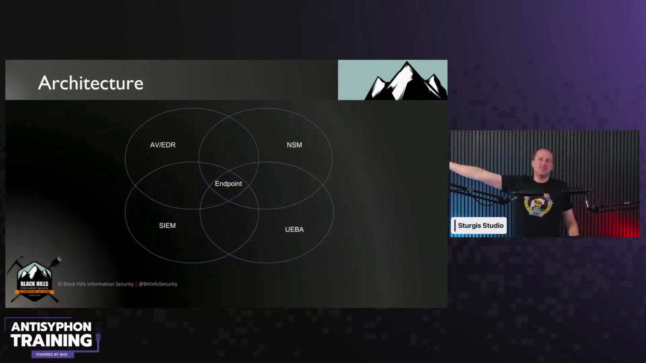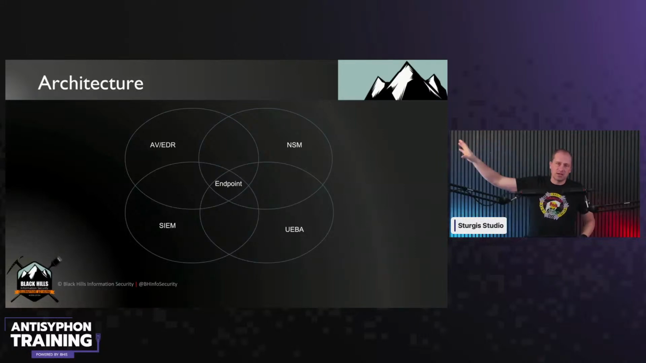If we're looking at AV, it's going to get bypassed. If we look at network security monitoring, it's going to get bypassed. UEBA is going to get bypassed. SIEM is going to get bypassed. But it's going to be incredibly unlikely that all of these things will be bypassed in an environment. That's what we've got to look for. And that's what we've got to hope for as we're progressing in this industry, as we're growing as individuals.